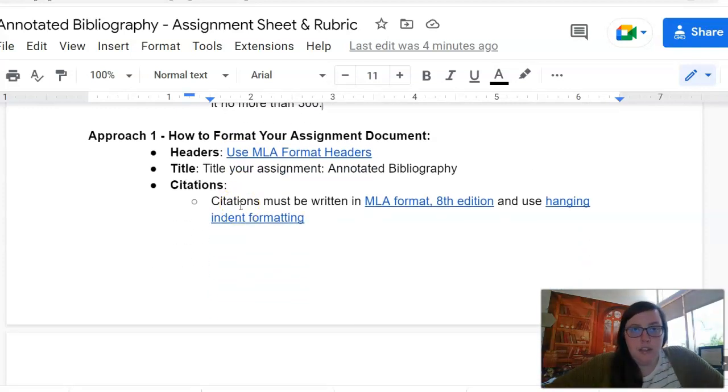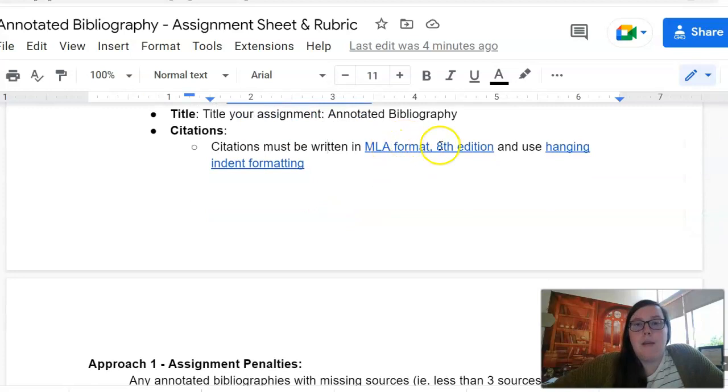Again, if you're still in the traditional approach 1, I want you to format your assignment document with basic MLA format headers. That's your name, your instructor's name, the class, the date, last name and page number in the top right corner on all pages. Title your assignment Annotated Bibliography. As long as it's something appropriate, it's fine. You can say Annotated Bibliography for Goblin Market or scholarly articles on Goblin Market or something like that. That's fine. Write your citations in MLA format.